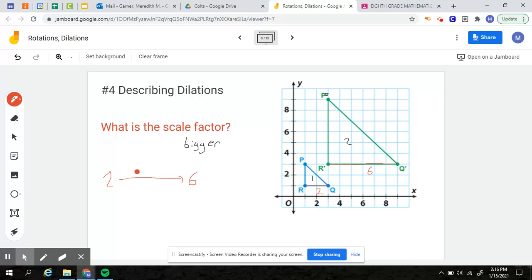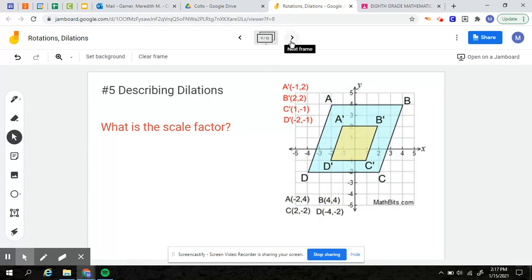So what I want to think about is how many times bigger did it get? 2 times what is going to give me that 6? The answer here is 3. 2 times 3 is going to be 6. So I know that green shape is 3 times bigger than the blue shape. So my scale factor is going to equal 3. Okay, so the green triangle is 3 times bigger. I know that because I saw that that side from R to Q was 6 and it started out as a 2. So it increased 3 times bigger.